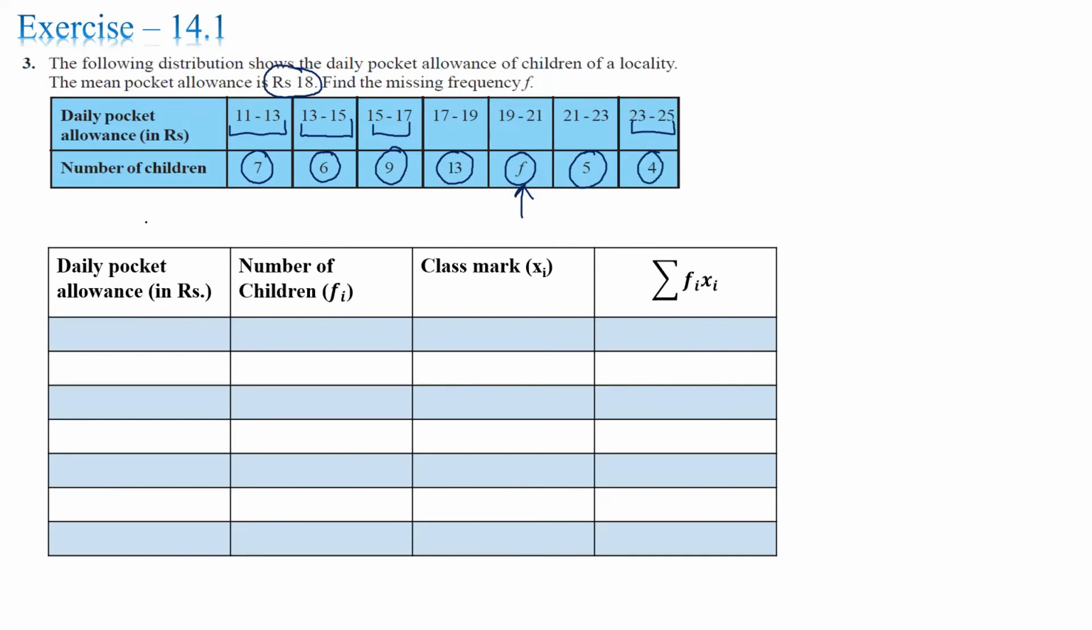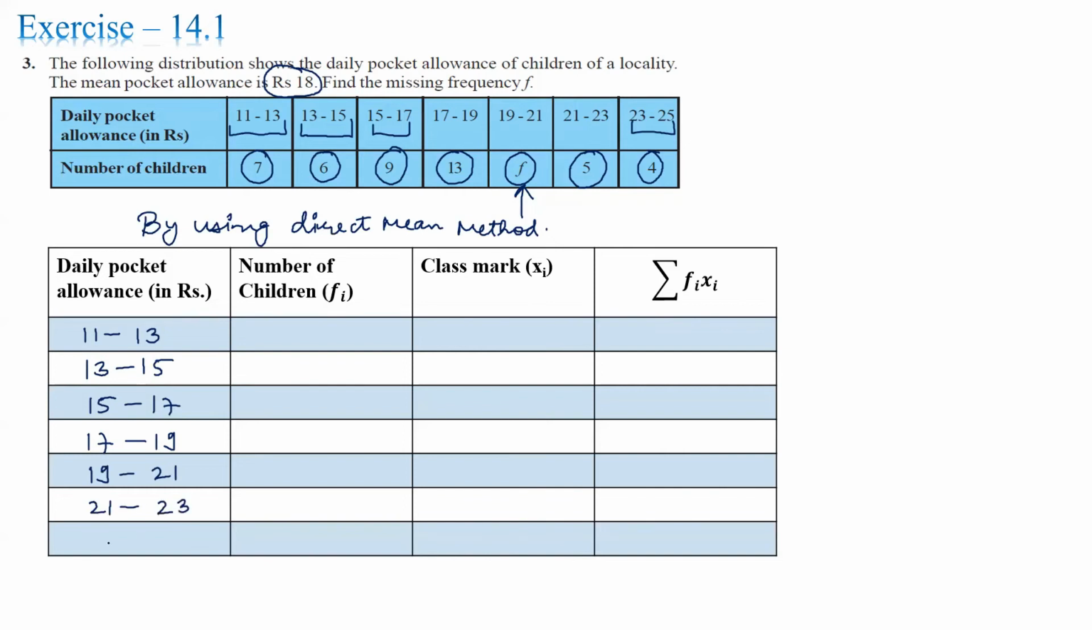Okay. So we will use the direct mean method only. First range is 11 to 13. Next range is 13 to 15, then 15 to 17, 17 to 19, 19 to 21, 21 to 23, and last range is 23 to 25. Then we will write the frequency 7, 6, 9, 13. Here it is f. Next is 5. Next is 4. Next we have to find the class mark.